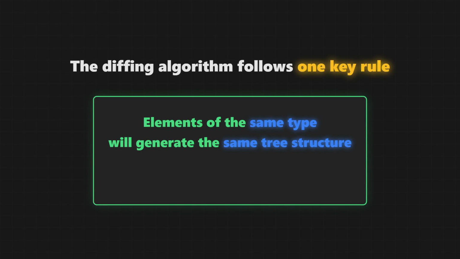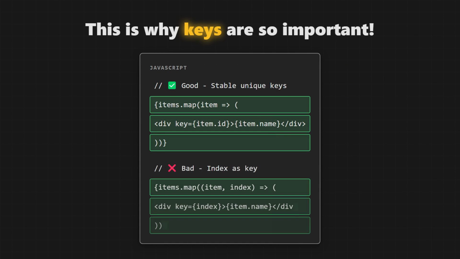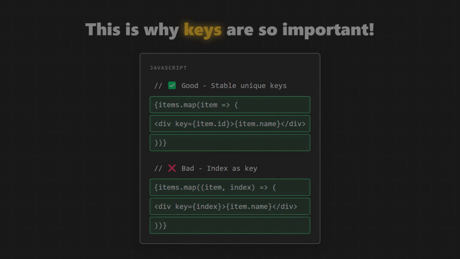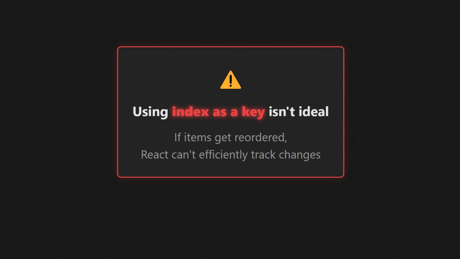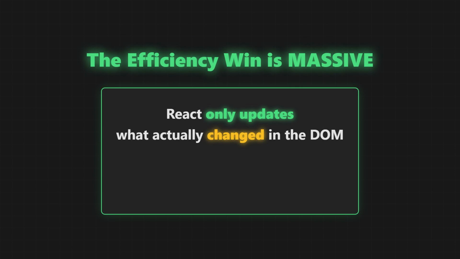The diffing algorithm works by following one key rule. Elements of the same type will generate the same tree structure. This is why keys are so important for list items. Using the index as a key isn't ideal, because if items get reordered, React can't efficiently track what changed. The efficiency win here is massive because React only updates what actually changed in the DOM.